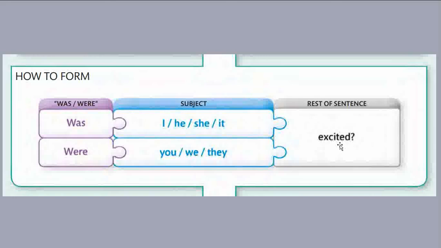Were they excited? At this moment, you may pause the video and construct sentences, or the questions rather, with the given pronouns, changing the word was and were. You may change the rest of the structure of the sentence also.